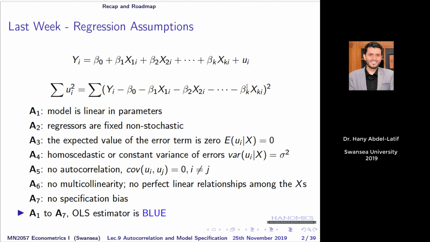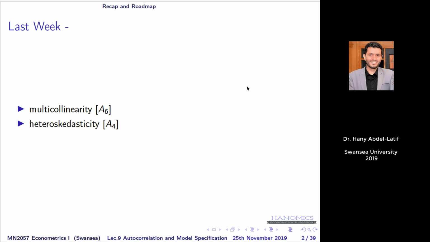So these are the assumptions we made. Last lecture we talked about multicollinearity, assumption 6, and heteroscedasticity, which is related to assumption 4. So we know how to detect multicollinearity, why it arises, why it happens, what the consequences are when it happens, and then how to deal with multicollinearity.